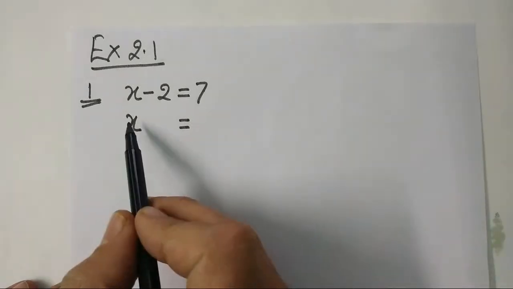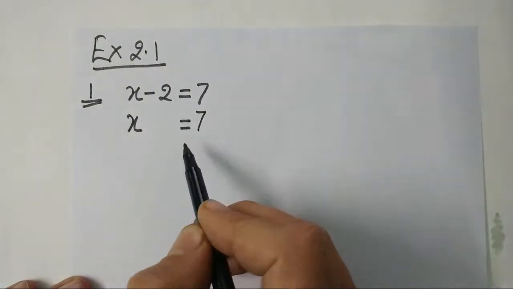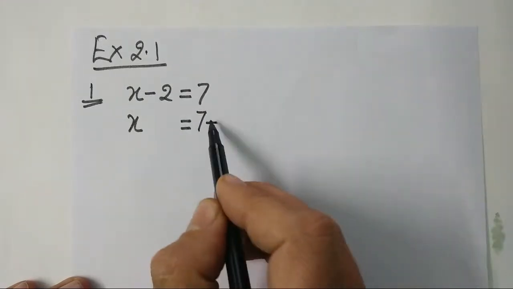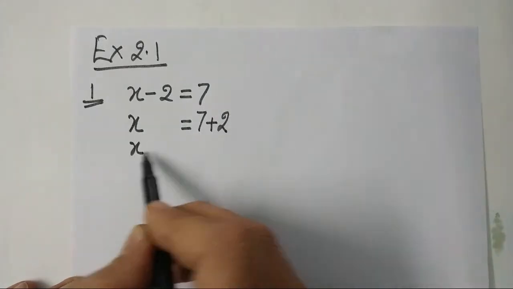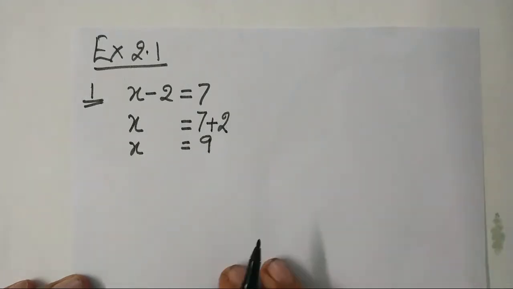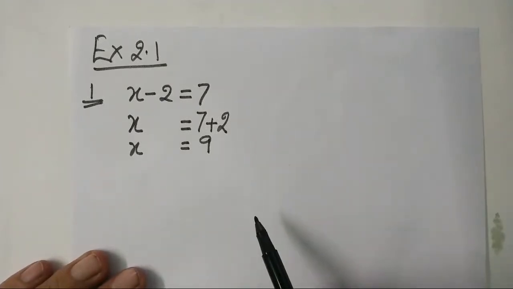So you keep x on one side and bring this 2 to this side. 7 is already on the right side. When you bring minus 2 to this side, it will become plus 2. The sign will change. So this is the basic linear equation, and the answer is x is equal to 9. This is the first question, which is the basic of linear equation. Questions 1, 2 and 3 are the same type.